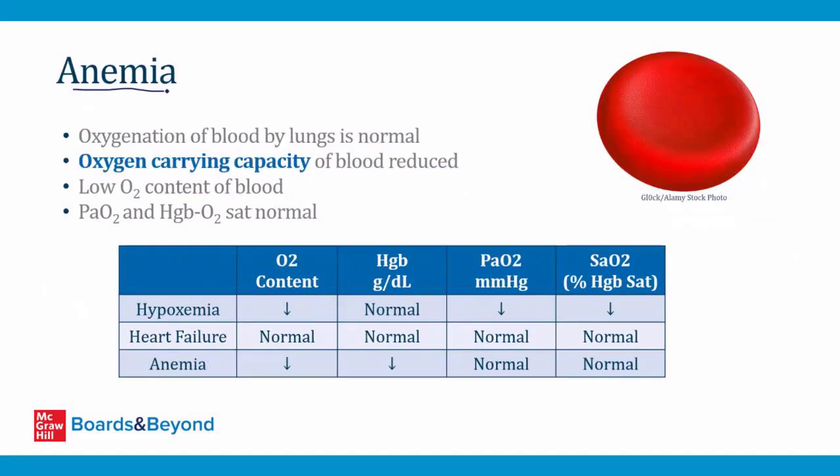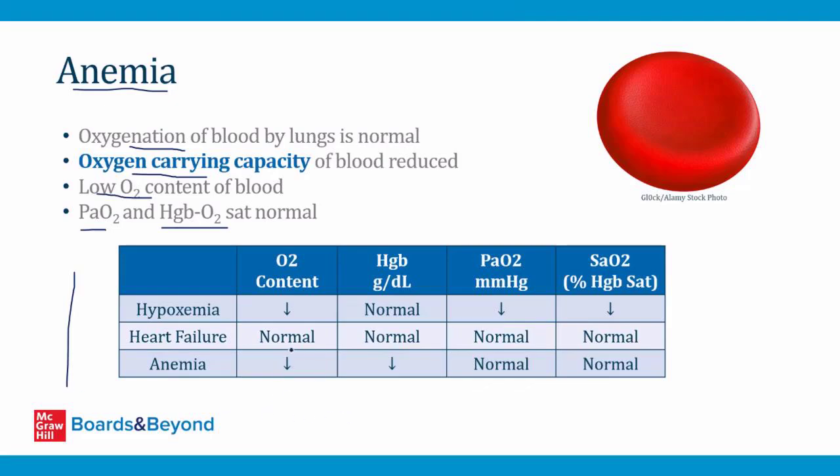Let's talk about anemia. In patients who have significant anemia, the oxygenation of their blood is normal, but the oxygen carrying capacity of blood is reduced because there's a reduction in the amount of hemoglobin. This means they're going to have a low oxygen content of blood, but they will not have hypoxemia. Their PaO2 and their SaO2, meaning the hemoglobin oxygen saturation, is going to be normal. So once again, let's look at this chart on the slide here.